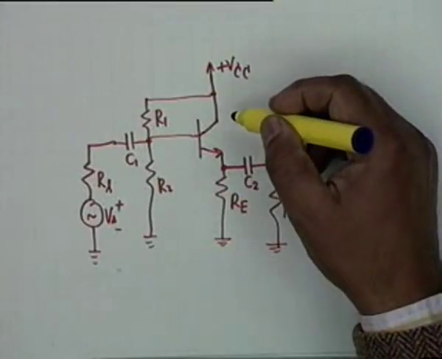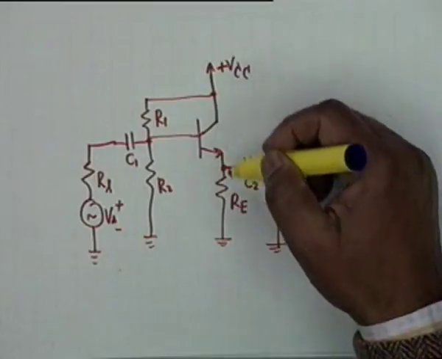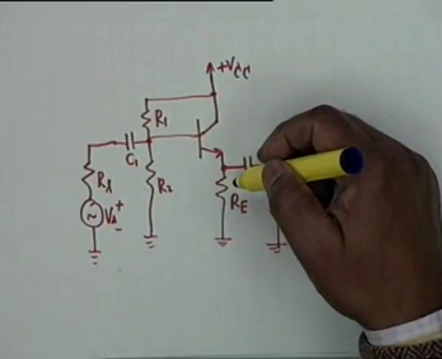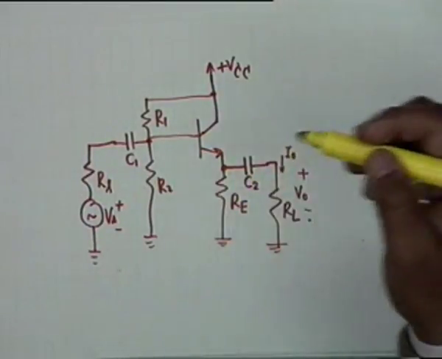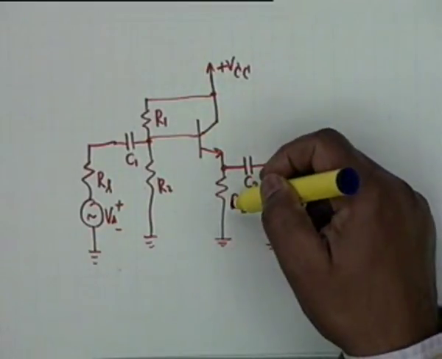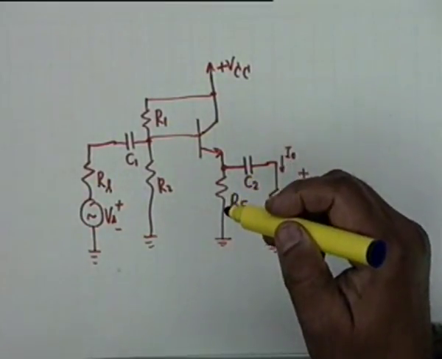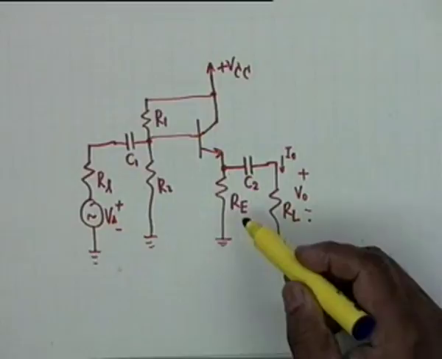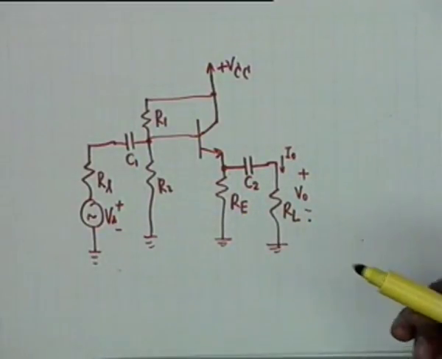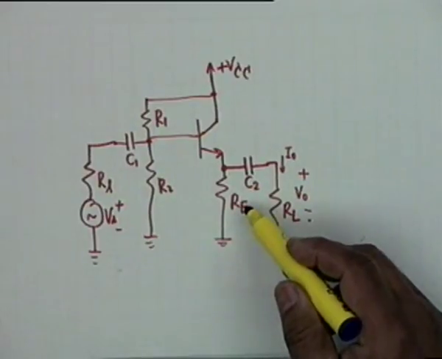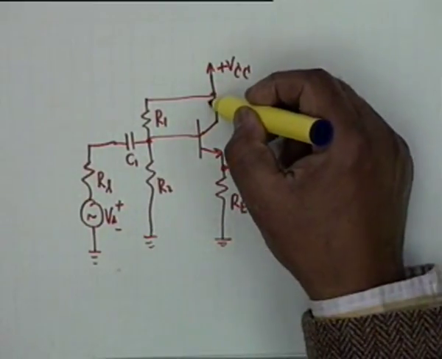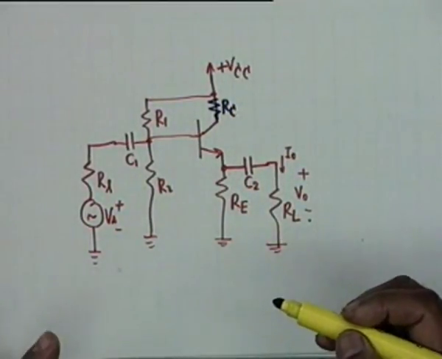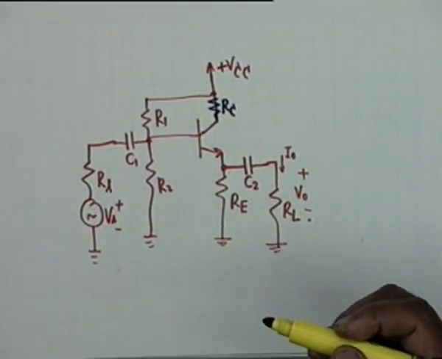Suppose in order to bias the transistor at the appropriate Q point, you have to use a large RE, which you don't want to, for reasons that you will know later. You don't want to use it, because a large RE will also affect the AC load. The AC load is the parallel combination of RE and RL. Now, you don't want to increase RE, so what you do is use a resistance R sub C here, but in such a way that it does not behave like a common emitter amplifier.